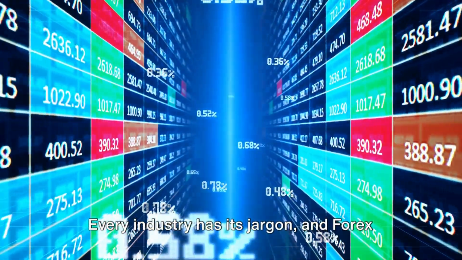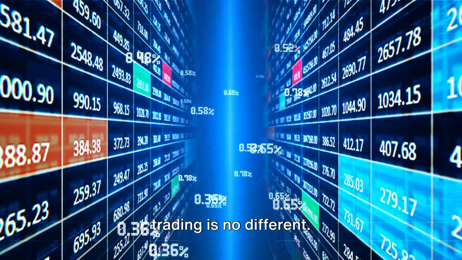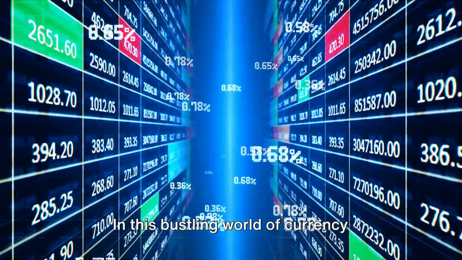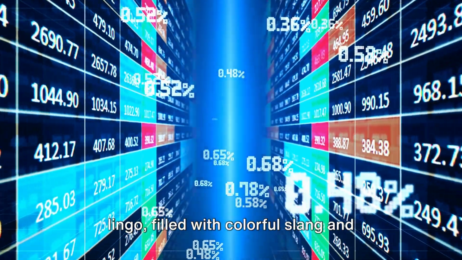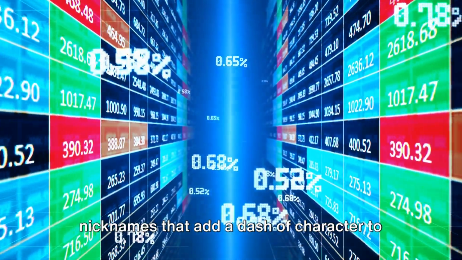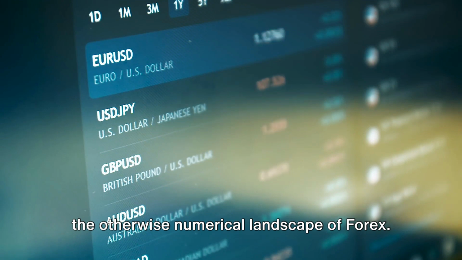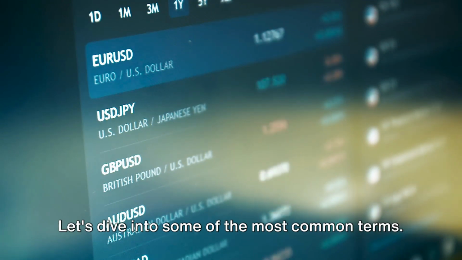Every industry has its jargon, and Forex trading is no different. In this bustling world of currency exchange, traders have developed a unique lingo, filled with colorful slang and nicknames that add a dash of character to the otherwise numerical landscape of Forex. Let's dive into some of the most common terms.